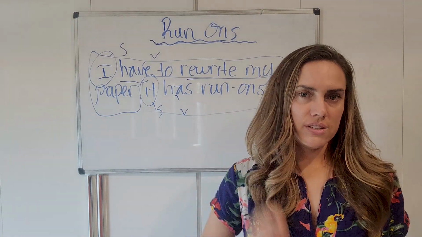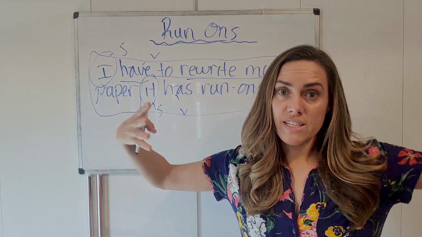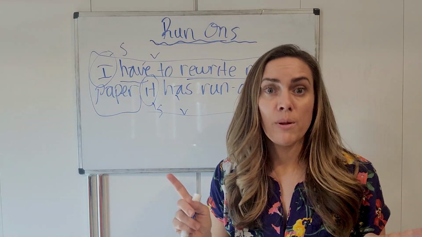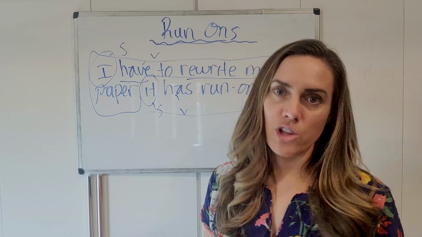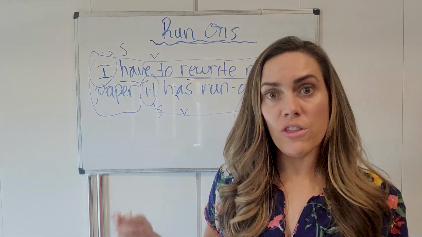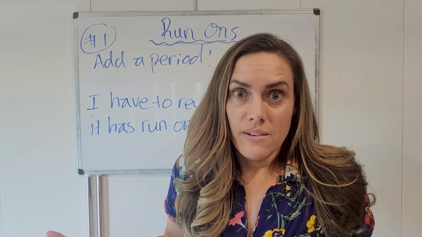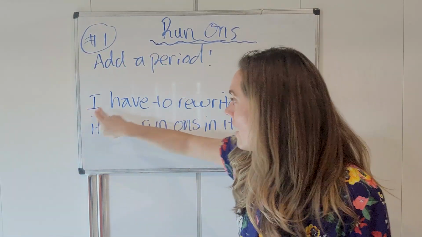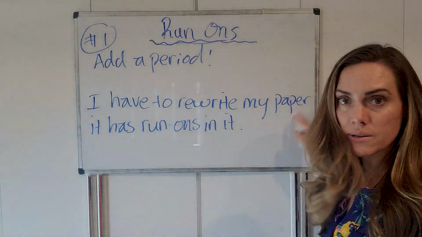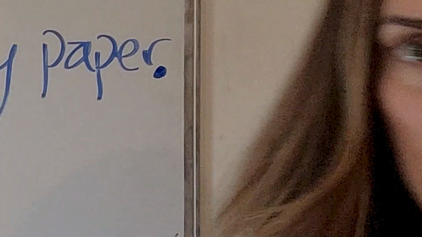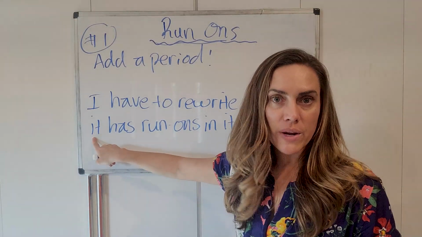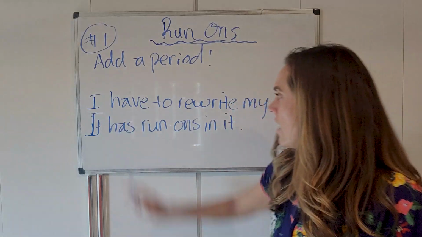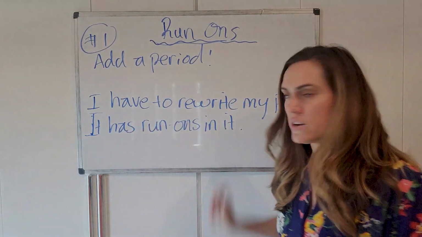So we have two sentences in there, but those sentences are just running together without proper punctuation between them, which is a big problem. And the good thing is there's lots of ways to fix that. Let me go over the ways. The first way, just add a period. I have to rewrite my paper. Period. But over here we've got to capitalize this letter, right? Because it's the beginning of a new sentence. I have to rewrite my paper, period. It has run-ons in it, period.